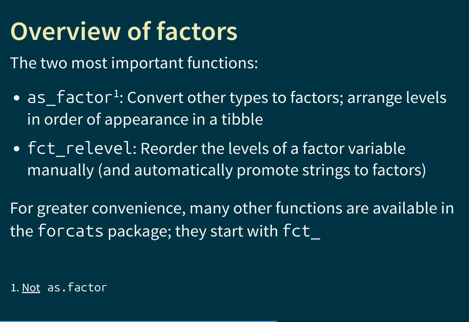So just to recap as for where we are at with factors right now, the two most important functions that you should know are as factor, which is a function which converts other types into factors. Moreover, if we are converting character strings into factors, then their levels will be automatically assigned in the order of first appearance inside the table. And the other function that you should be aware of is fct_relevel, which you can use to reorder the levels of a factor variable manually. Additionally, it will automatically promote character strings into factors.